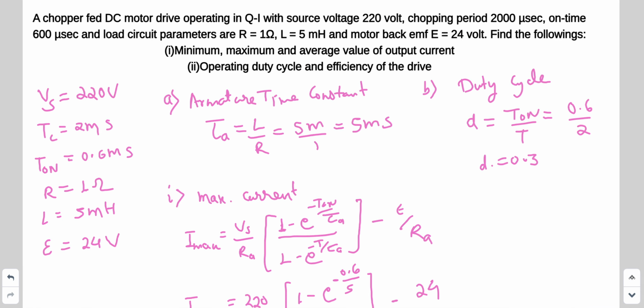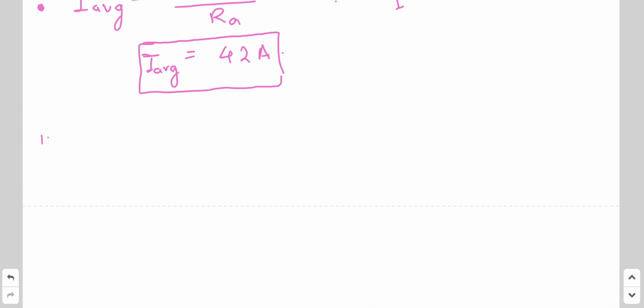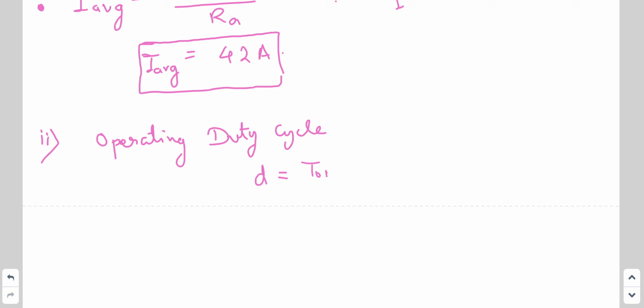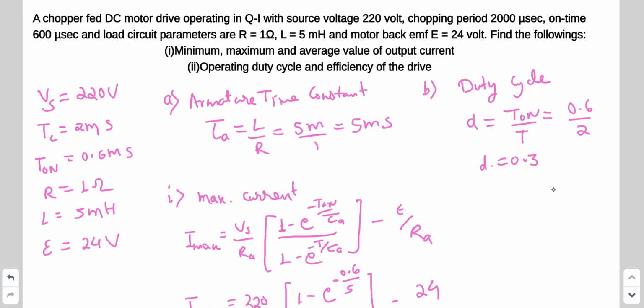Now move toward the second part, which is the operating duty cycle and efficiency of the drive. The second part is operating duty cycle. We have calculated it before, which was T on time divided by T, which was 0.6 divided by 2, it is 0.3. Now we have to calculate the efficiency of the drive.